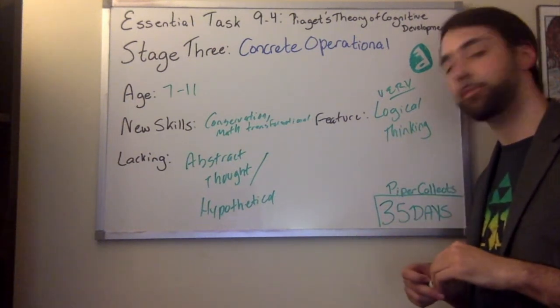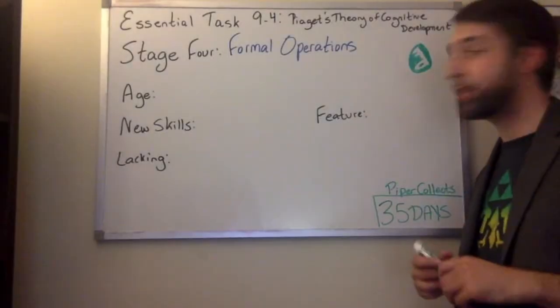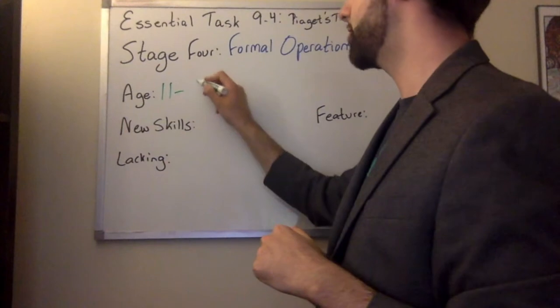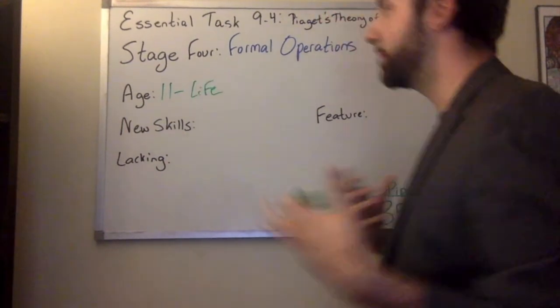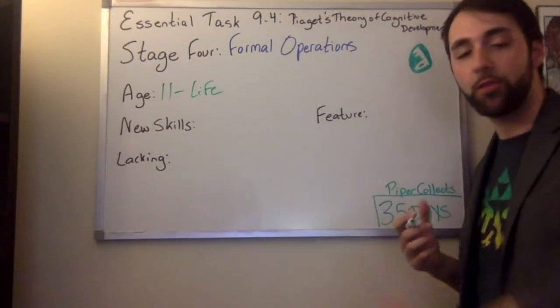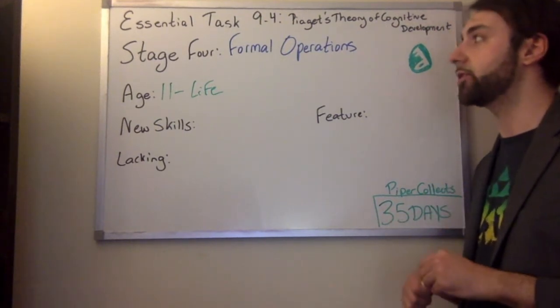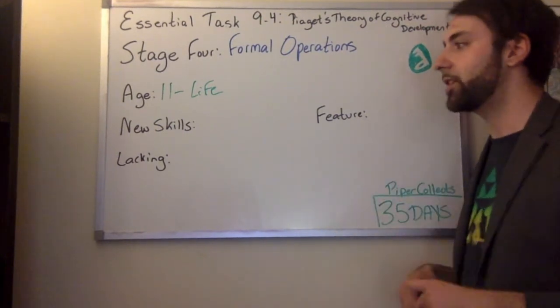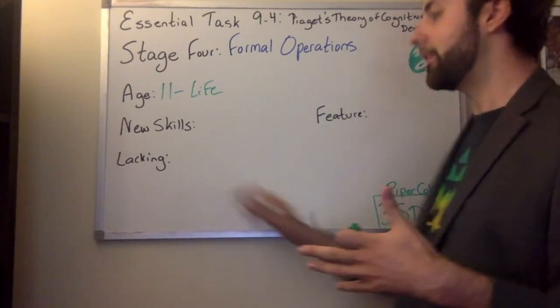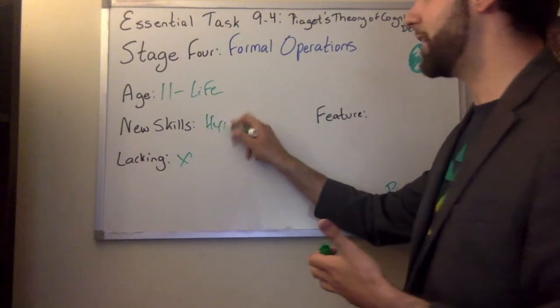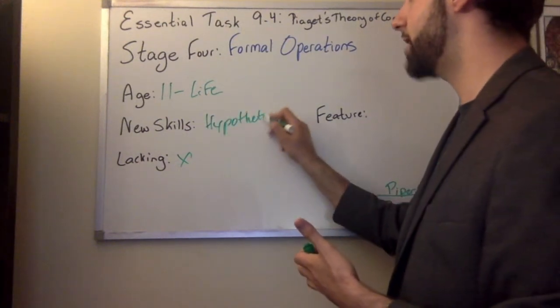The final Piaget stage is what we call the formal operational stage, which is 11 into the rest of your life. I'm in the formal operational stage. You are in the formal operational stage. Everybody who's had a puberty is in the formal operational stage, or the formal operation stage. There's really nothing that's lacking here. And in terms of new skills, what was lacking in the previous stage is now acquired.